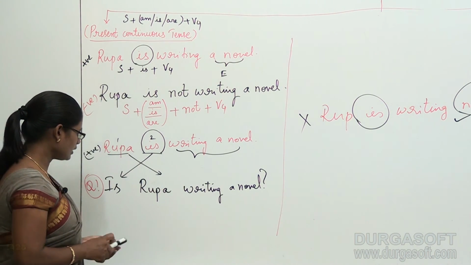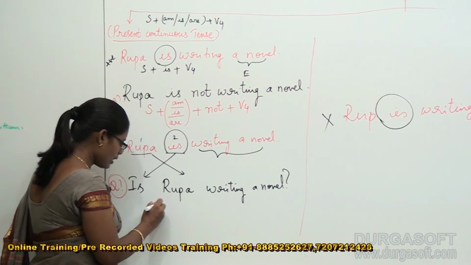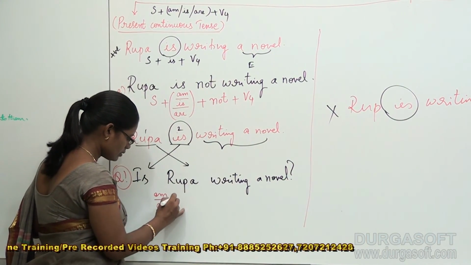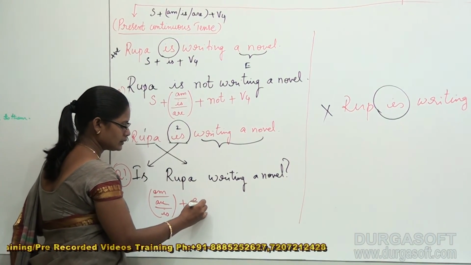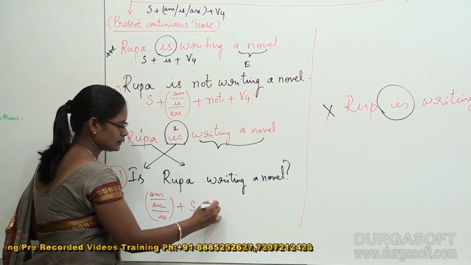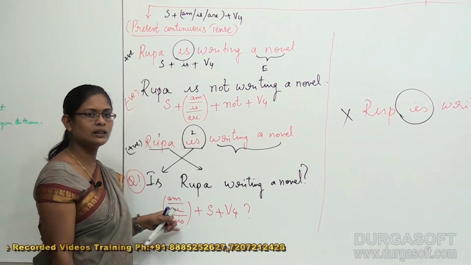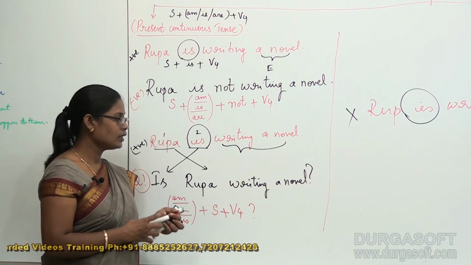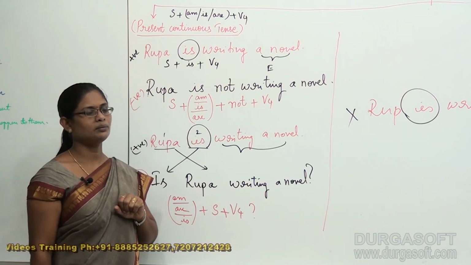Now the structure for this is am, are, is plus subject plus V4, question mark. This is the structure for questioning sentences. So this is all with only the singular subject.